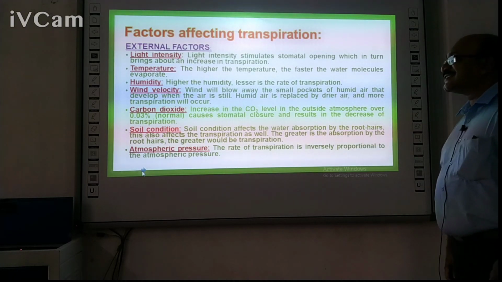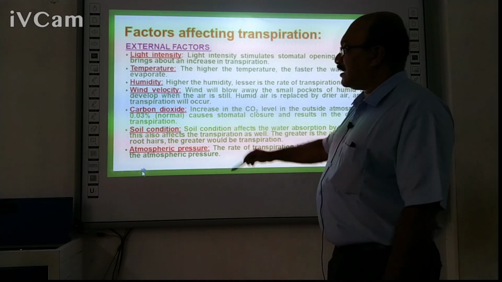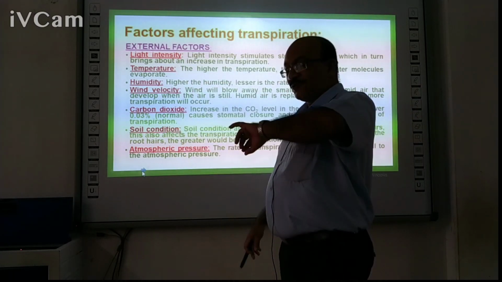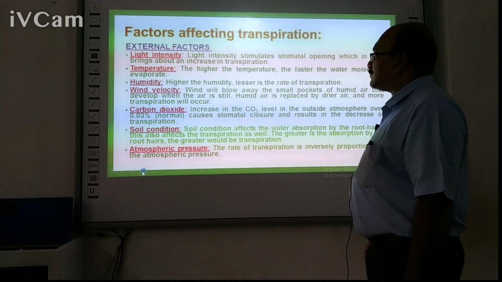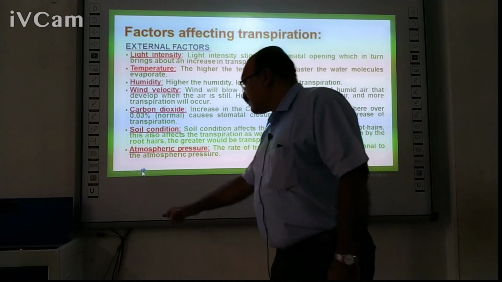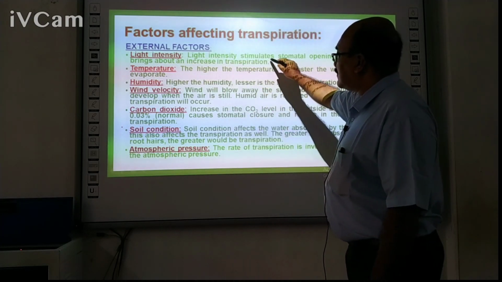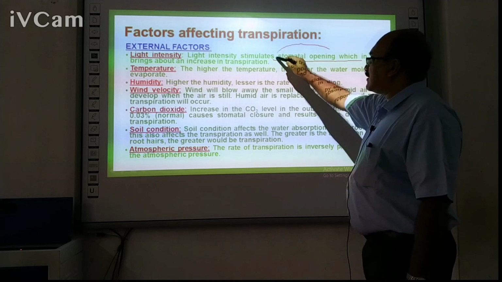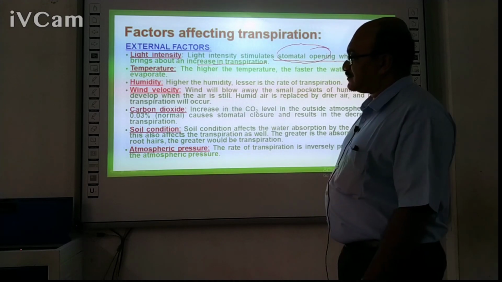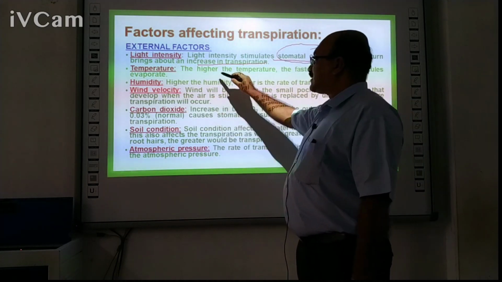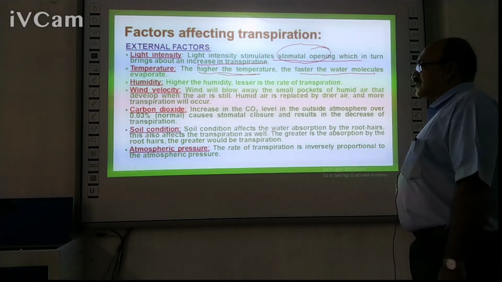External factors. The external factors which affect the rate of transpiration are light, temperature, humidity, wind velocity, carbon dioxide, soil condition and atmospheric pressure. Let's see one by one. Light intensity. If there is higher intensity of light, stomata will remain wide open, so that will increase the rate of transpiration. Second factor, temperature. The higher the temperature, the faster is the rate of transpiration.